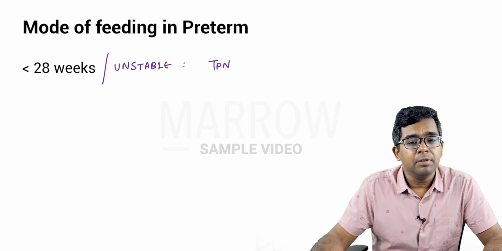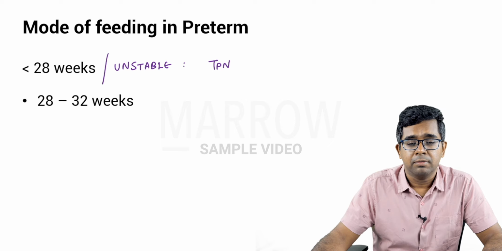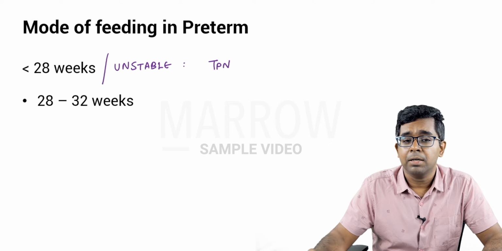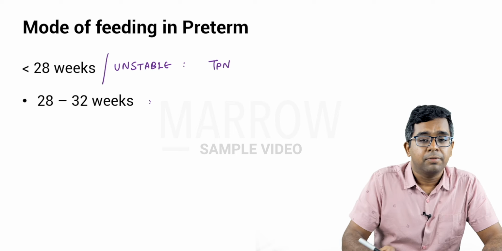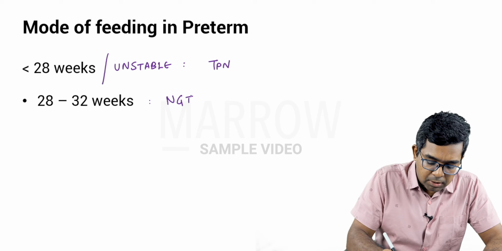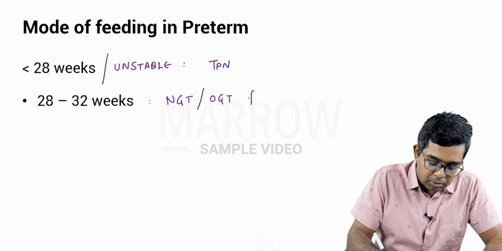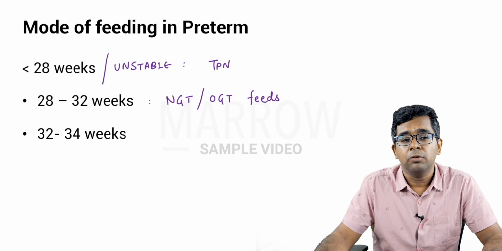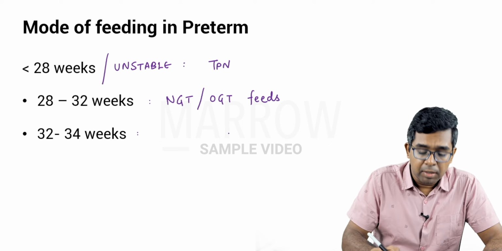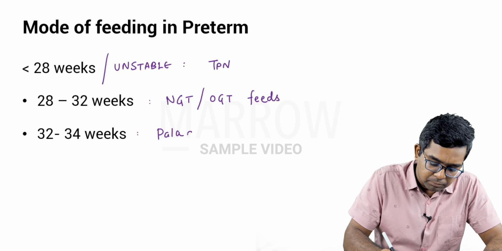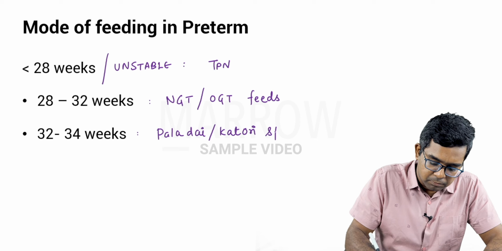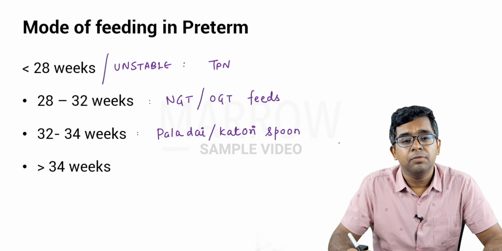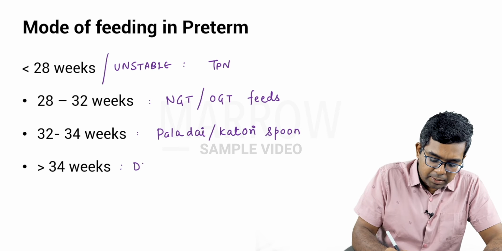Okay, right. And if the baby is between 28 to 32 weeks of gestation, here breastfeeding can be started, but not direct breastfeeding. The mother has to express the breast milk and give the feeding through NGT, that is nasogastric tube, or OGT, orogastric tube feeds is recommended. And after 32 weeks, that is 32 to 34 weeks of gestation, it is recommended to give the feeding by Paladai or Katori spoon. And after 34 weeks of gestation, you can start direct breastfeeds.